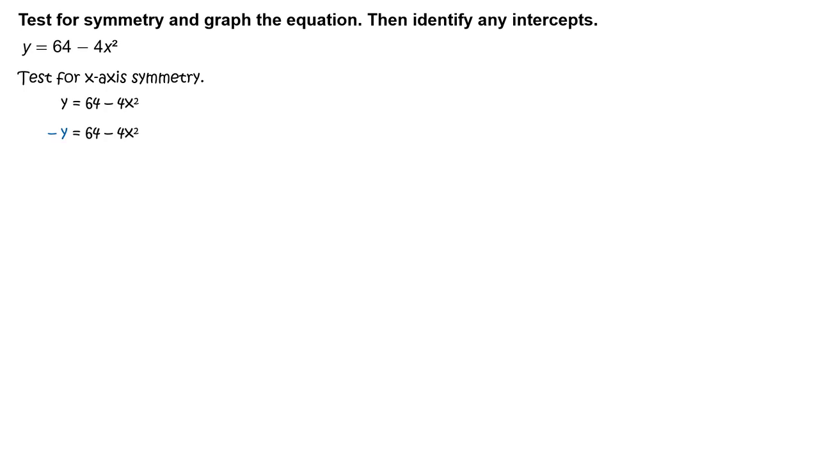Substitute negative y for y. Note that the resulting equation is not equivalent to the original equation, so there is no x-axis symmetry.